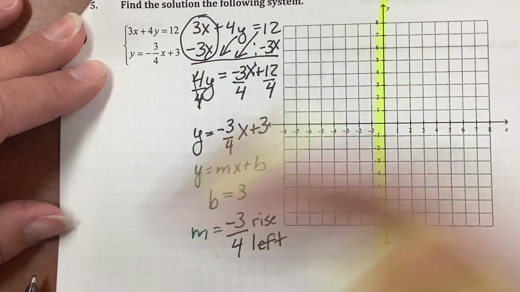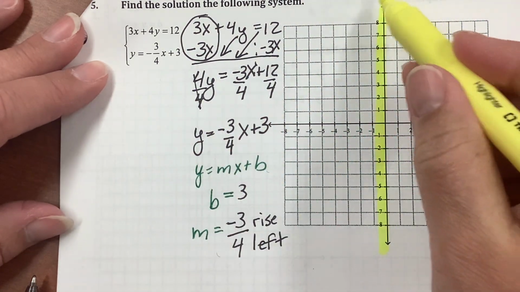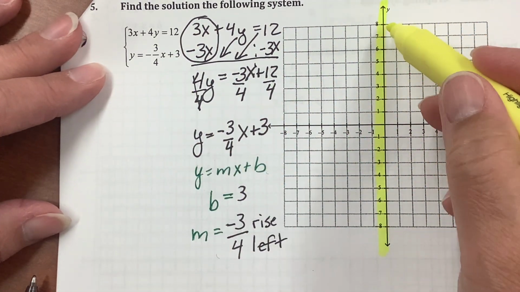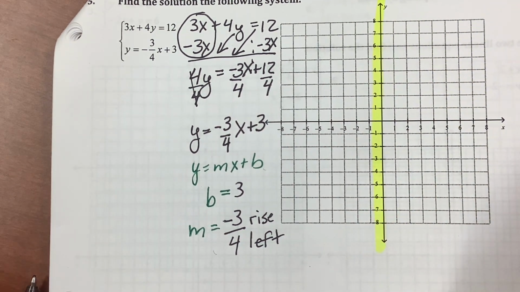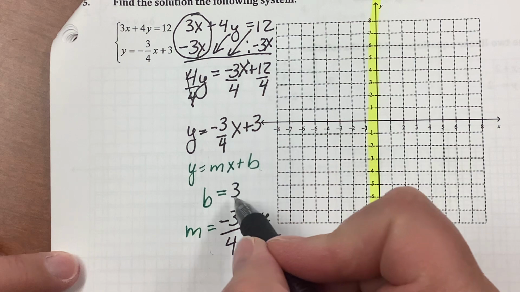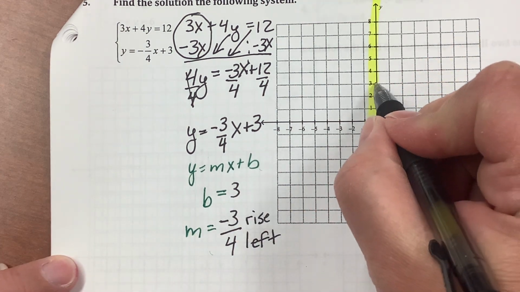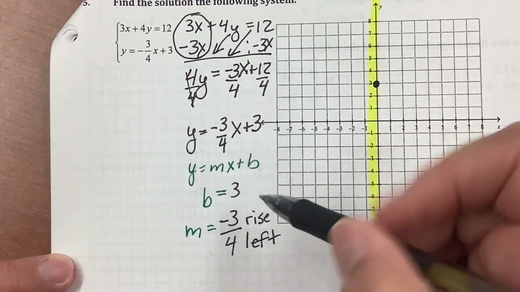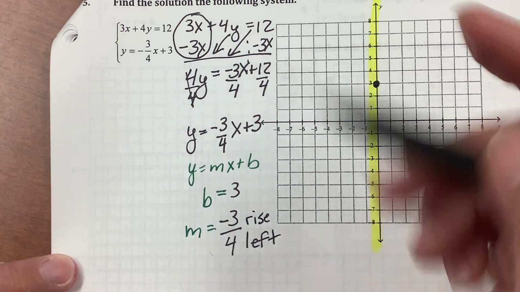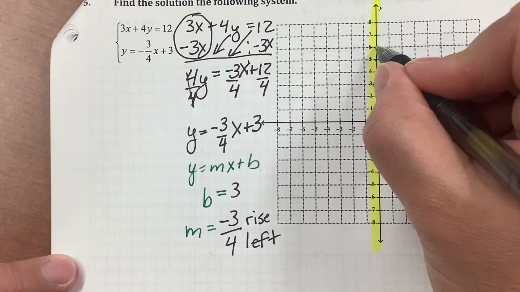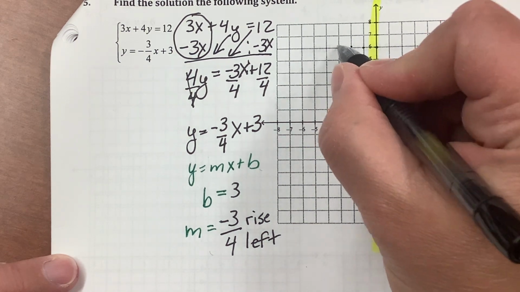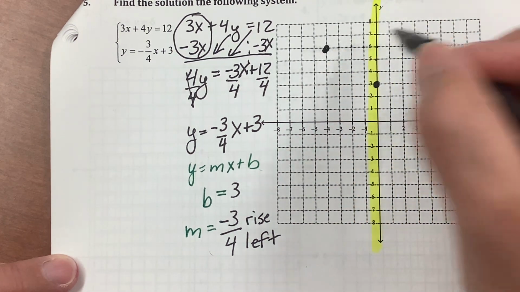I apologize, we're going to begin at the b, which is 3. Now, I like to put a yellow on the y because yellow starts with y, and the y-intercept to remind me to begin with this 3 on this yellow line. There we go, 3. Now, negative 3/4. I'm going to rise 3, 1, 2, 3, and I'm going to go left 4. 1, 2, 3, 4.